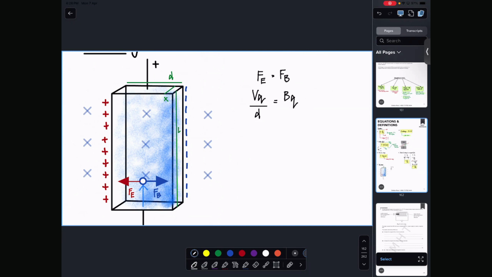BQV. What will this V be? Velocity, right? The velocity at which the electrons are moving through a conductor. There's a name for it. Drift velocity, right? At the end of the day, it's not going through a vacuum, it's going through a conductor, so its speed is the drift velocity. So this is the drift velocity.